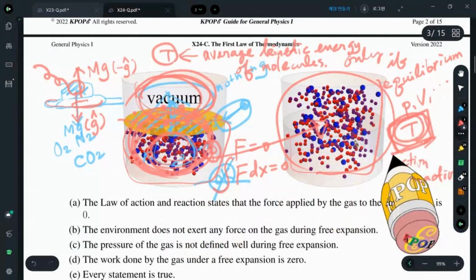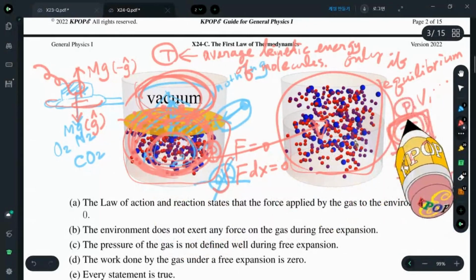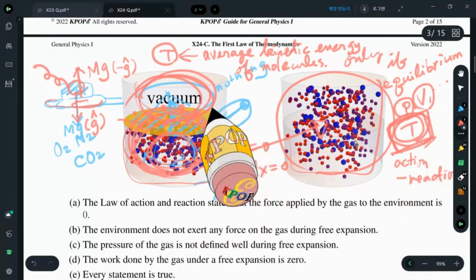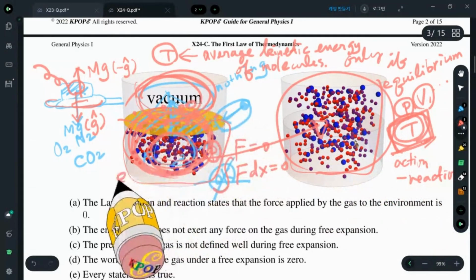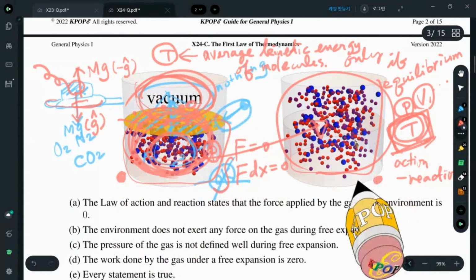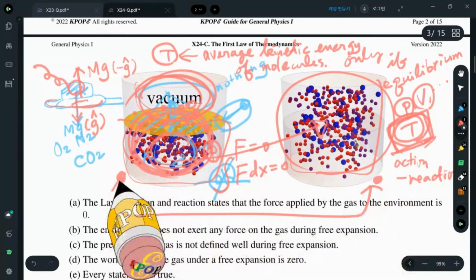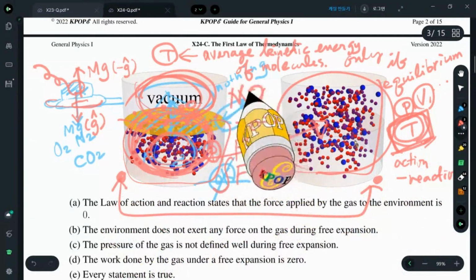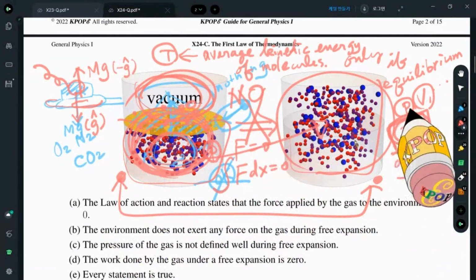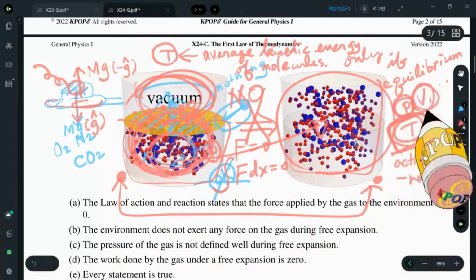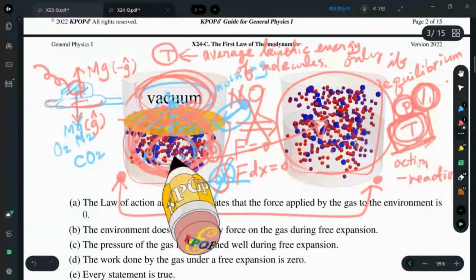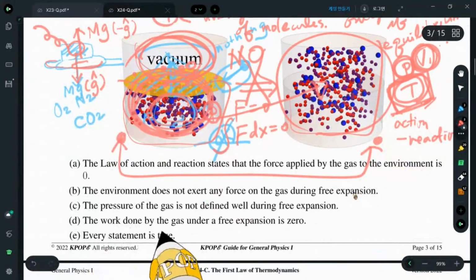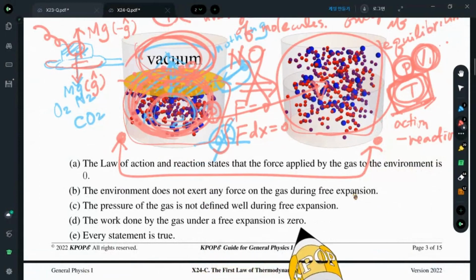except for the temperature. Nobody knows the pressure and volume between the initial and final state. They are in equilibrium. But during this process, no equilibrium. So nobody knows how to compute the pressure, how to compute the volume of the gas. The work done by the gas under free expansion is zero. Yes, correct.